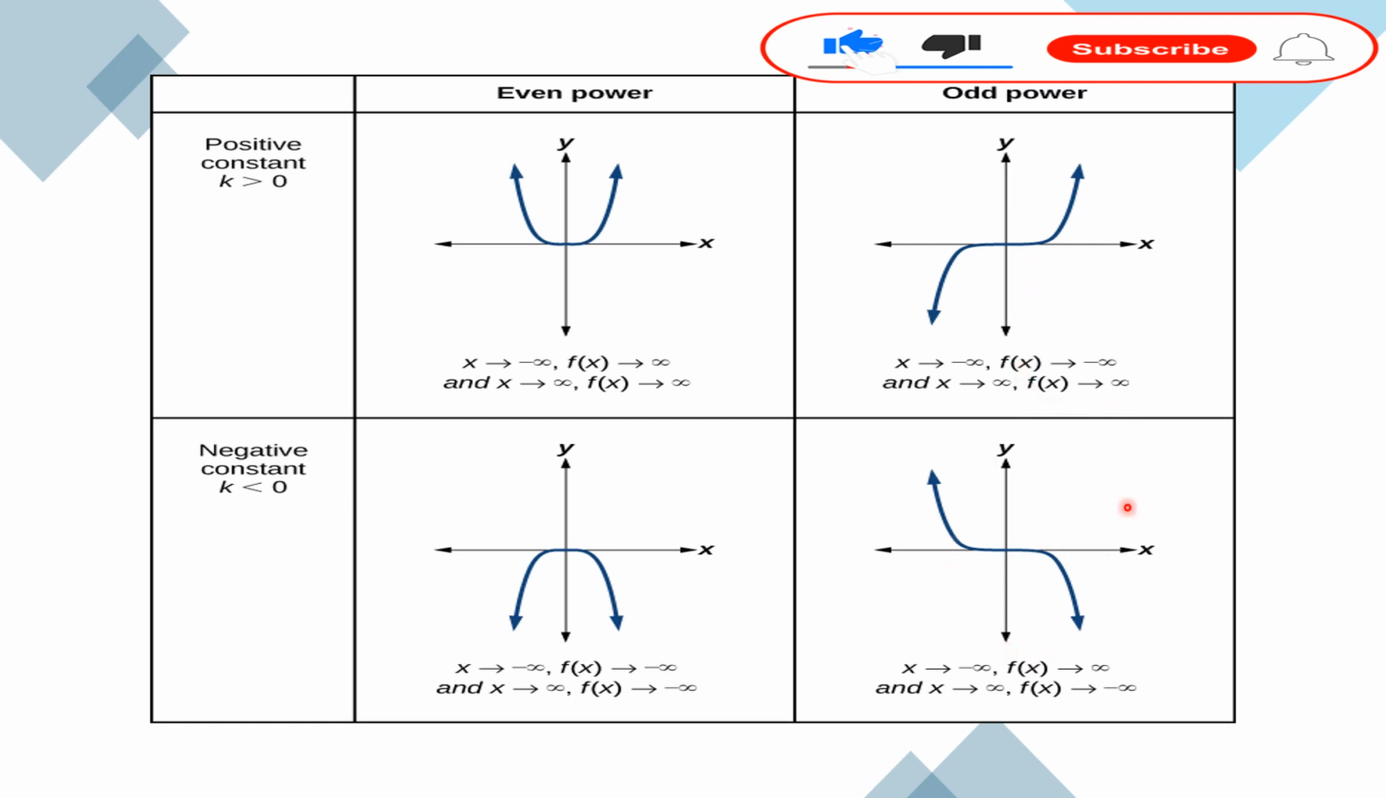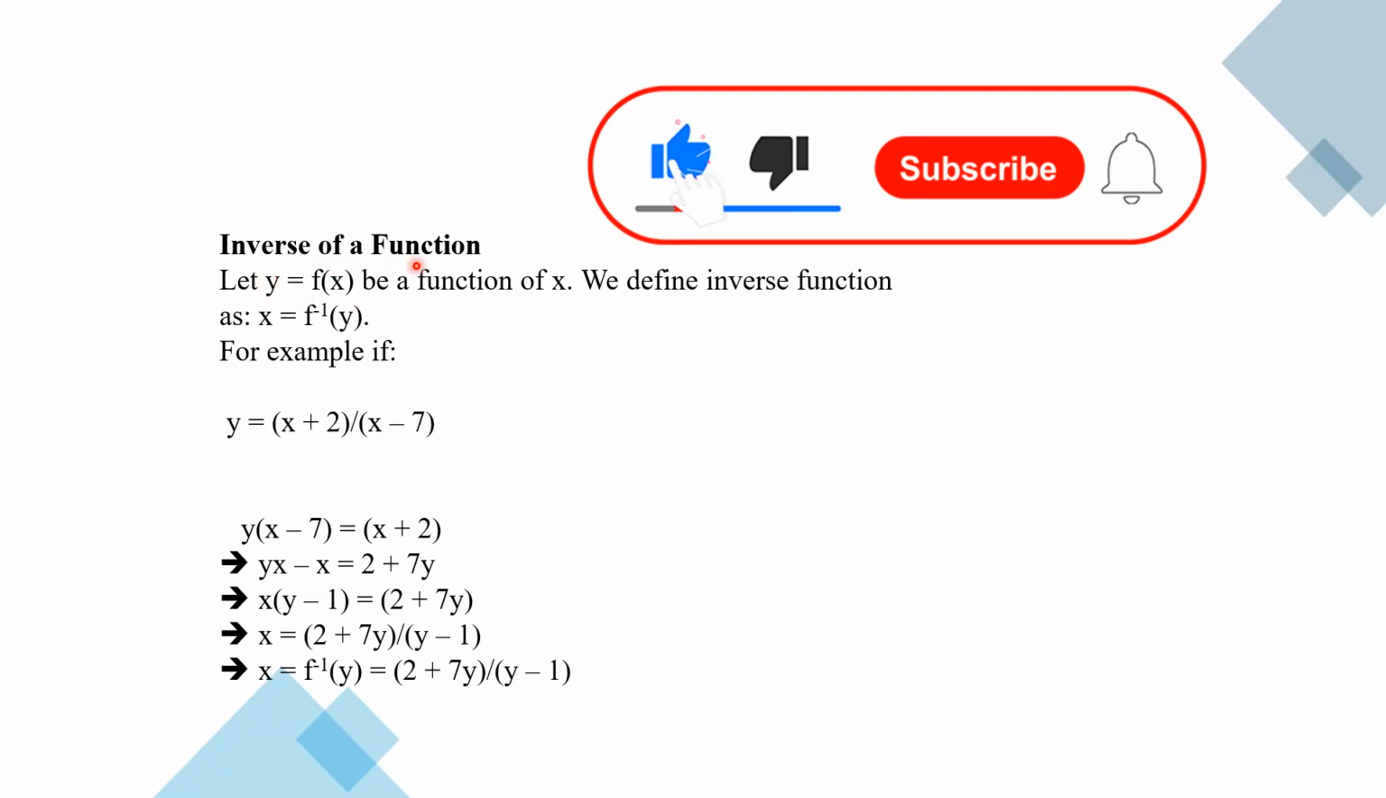Similarly, you can see the inverse of a function. Let y equals f of x be a function of x. We define the inverse function by taking the inverse of both sides, so x equals f inverse of y. Now take y equals x plus 2 upon x minus 7. Taking the inverse of that function, y is equal to f of x.